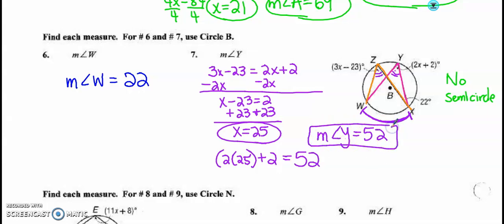So this example was to get you thinking: anytime you have inscribed angles that touch the same arc, their measures have to be congruent. All right?